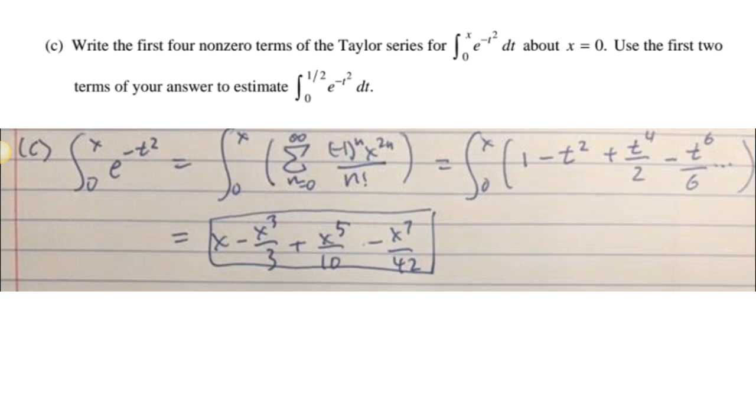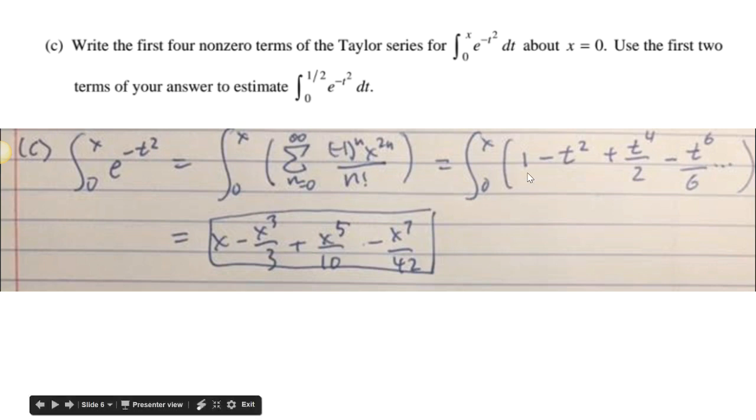If we write out the integral, we can substitute e to the negative t squared with what we had in part A, which is the summation of negative 1 to the n multiplied by x to the 2n divided by n factorial. Now, we know this function that we just substituted in is equivalent to 1 minus t squared plus t to the 4th divided by 2 minus t to the 6th divided by 6, and so on.